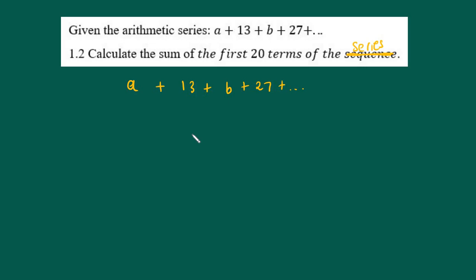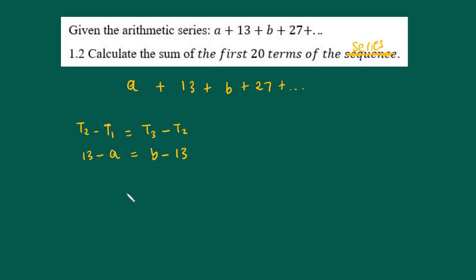I think you first solve for A and B. First of all, A and B. How can we do that? Sam? T2 minus T1 is equal to T3 minus T2. Okay. T2, the second term I believe is 13. First one I believe is A, and then the third one I believe is B. The second one I believe is 13. Then how do we get A and B?